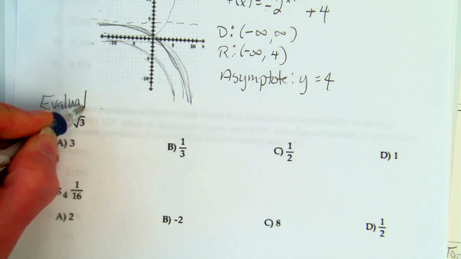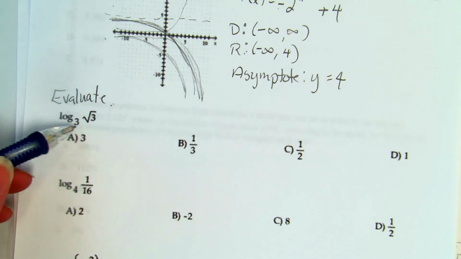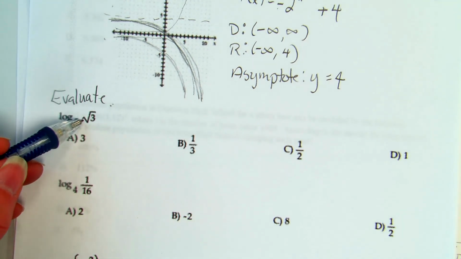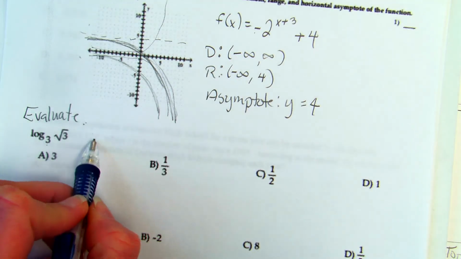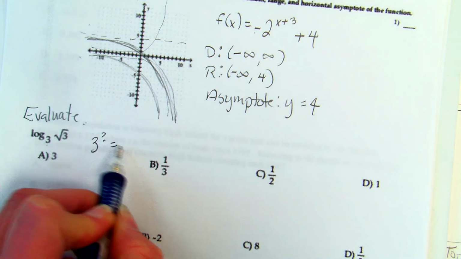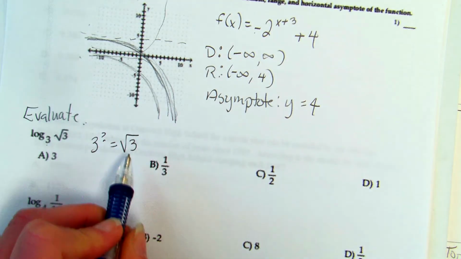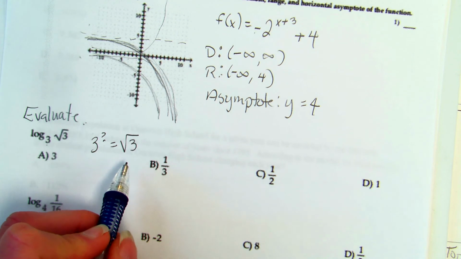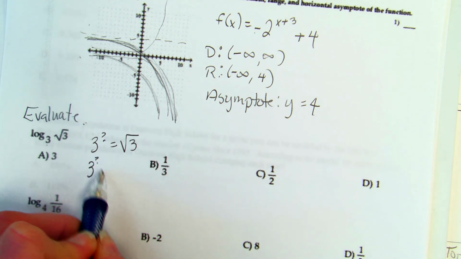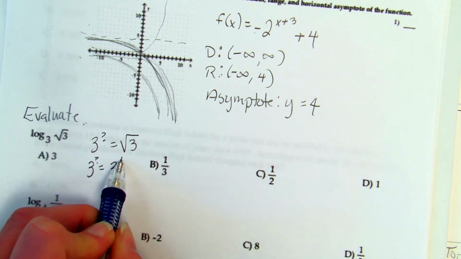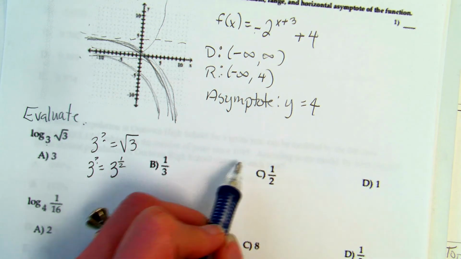The next one says, the directions don't say anything, but if you'll look at it, you're evaluating. I want to evaluate log base 3 of the square root of 3. So that says 3 to the what equals the square root of 3. Well, what do we know the square root of 3 means as an exponent? 3 raised to the what is 3 raised to the 1/2. So C is my answer.